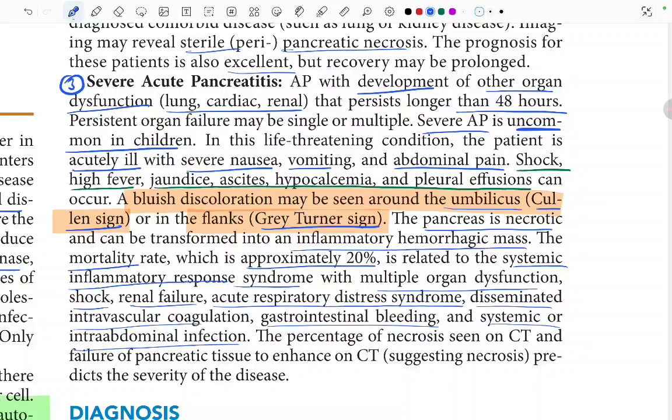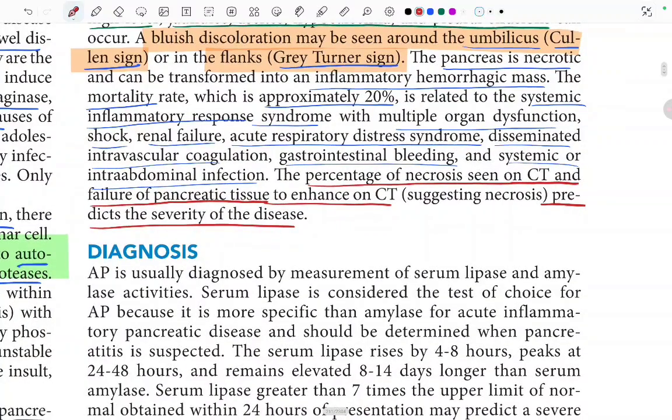The percentage of necrosis seen on the CT and the failure of the pancreatic tissue to enhance on the CT, suggesting necrosis, predicts the severity of the disease. So what is predicting the severity of disease? The percentage of necrosis seen on the CT and failure of pancreatic tissue to enhance on the CT. Fine, percentage of necrosis and failure of pancreatic tissue to enhance, which suggests necrosis actually.